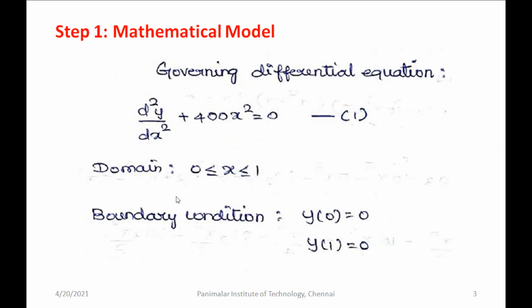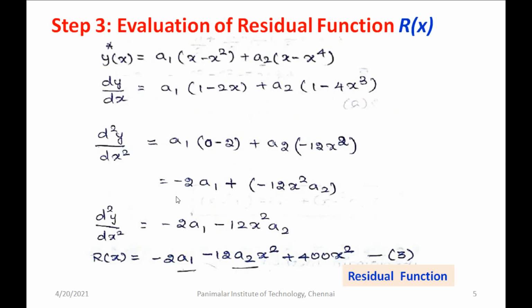Now we evaluated the d square y by dx square, right? Then your residual function will be minus 2a1 minus 12a2 x square plus 400 x square. This is the residual function. In this residual function, we have two unknowns, a1 and a2, and also we have the x term, right? So this is the most common example actually. For this type of residual function, how to apply the weighted residual method, we will see one by one.